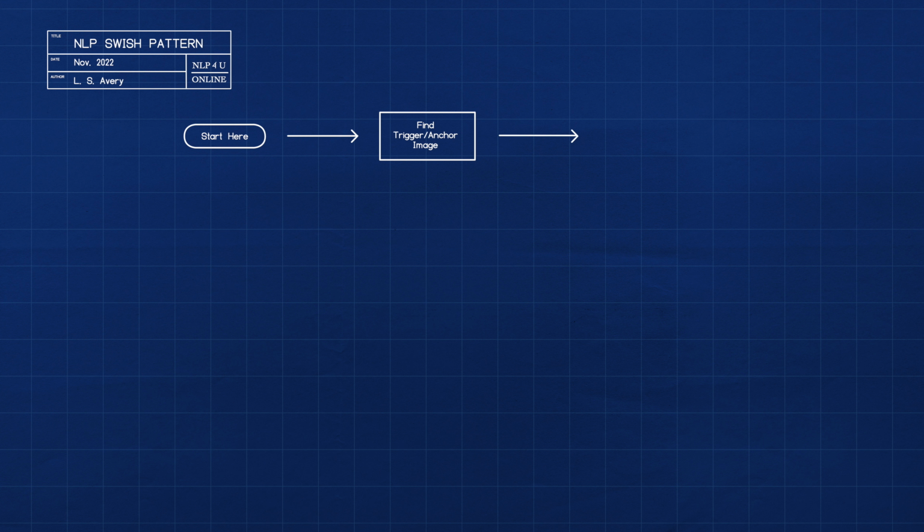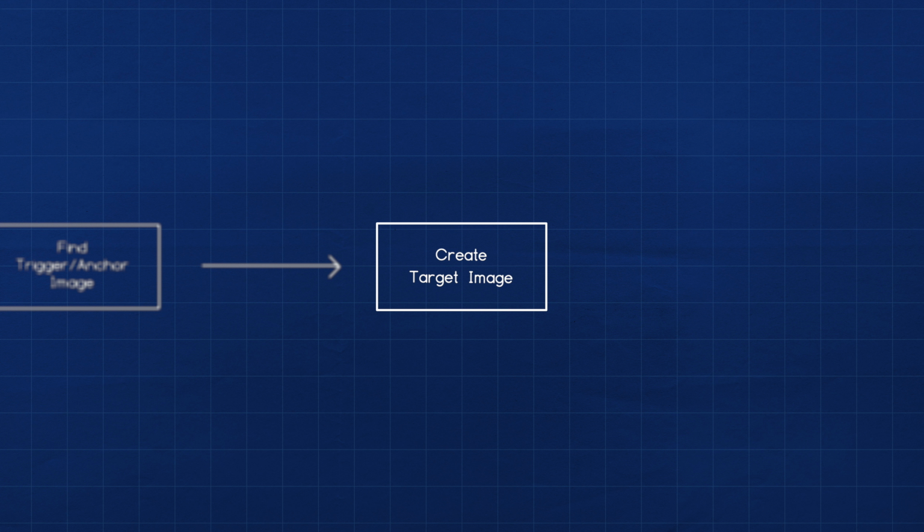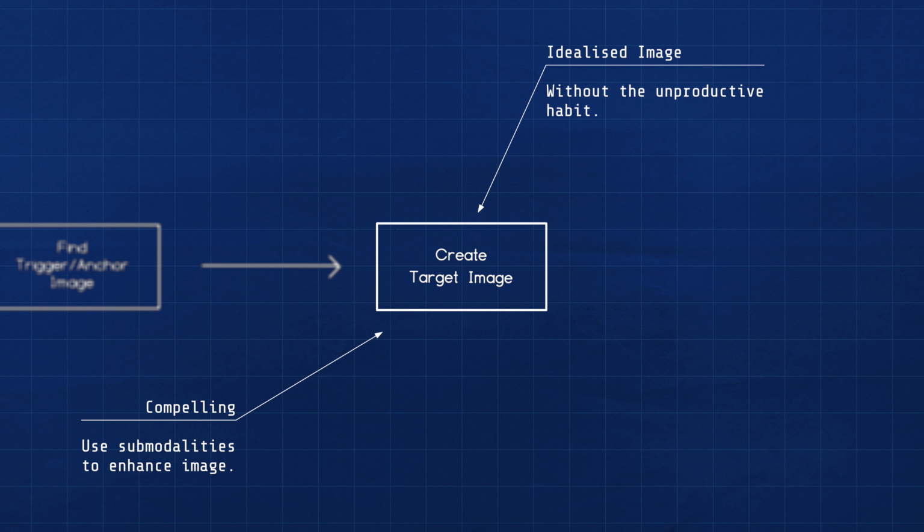Step 2. Future ideal image. Once you have a starting point, you need to have a destination. In the swish pattern, this is an ideal image of what the client would look like if they no longer had the unproductive habit. How would they stand? What would they wear? What would they be doing and saying? The more compelling, the better.